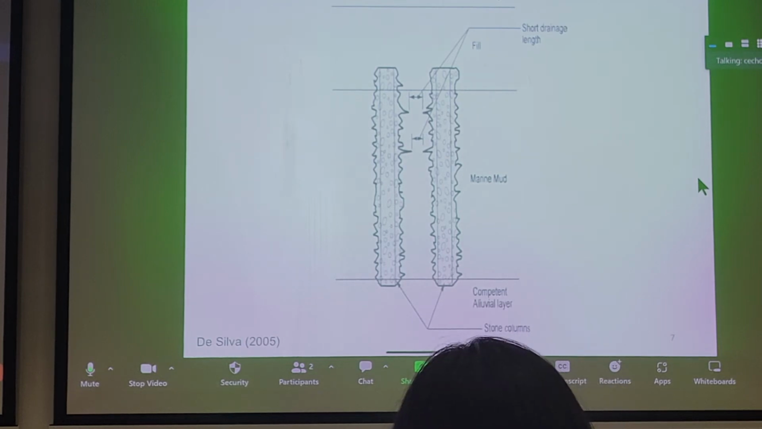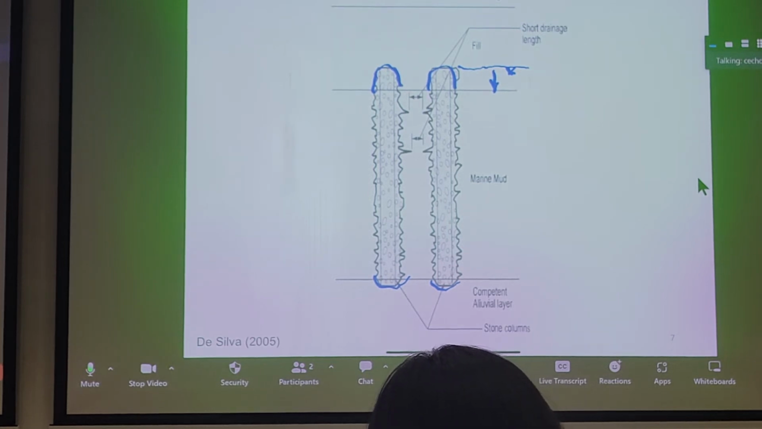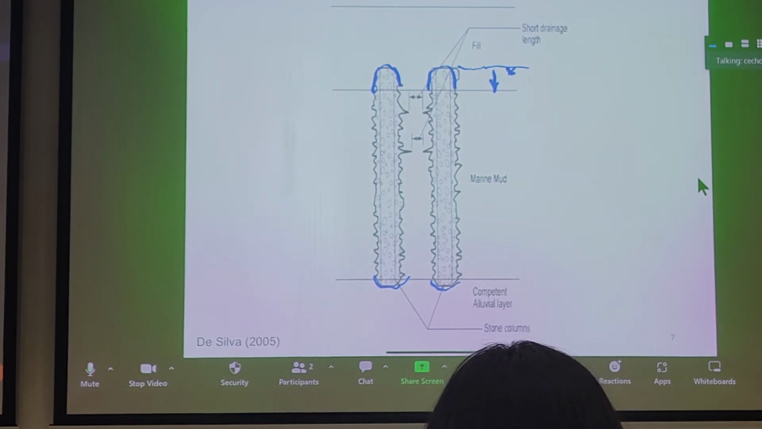And of course, eventually, your marine mud is probably here initially, and it settles, and then you get protrusion of your stone columns on top. And the stone columns have to be founded on some sort of competent alluvium or CDG layer. That's how it looks, and you can probably see that the denser we install these stone columns, the faster the consolidation. So for a thicker marine area, because the marine deposit would not be uniform, right?